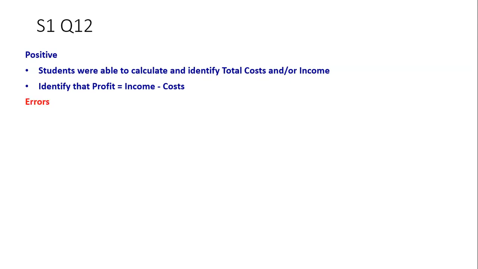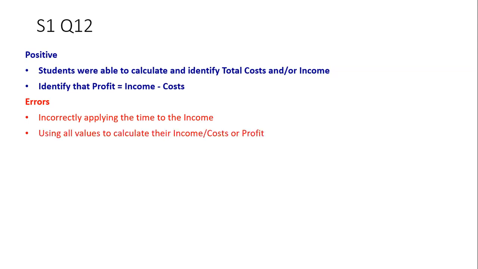Errors that they did tend to make were obviously with calculating the income or the costs for the overall calculation for the profit. So they weren't able to apply the time correctly. A lot of the kids weren't identifying that the 10 hours came into play for the total income, the costs and the comparisons between the two. They're actually just getting muddled up with all of the numbers that are part of the question. And they just seem to randomly put the numbers together to find income or costs or even the profit.